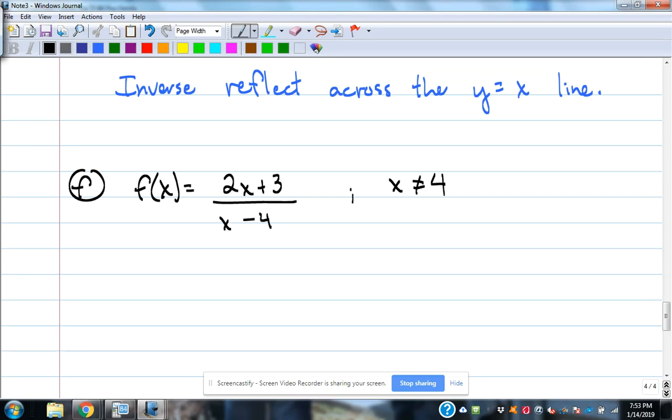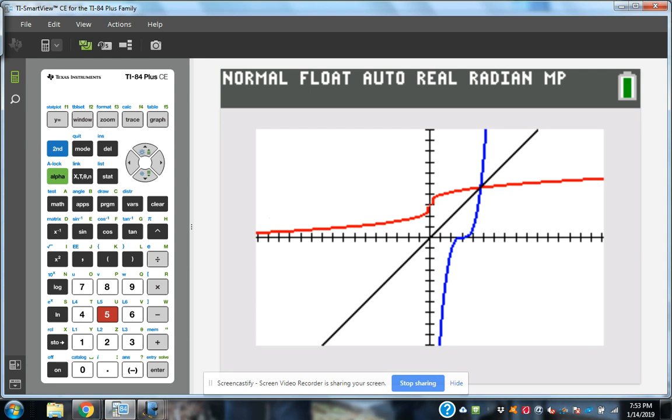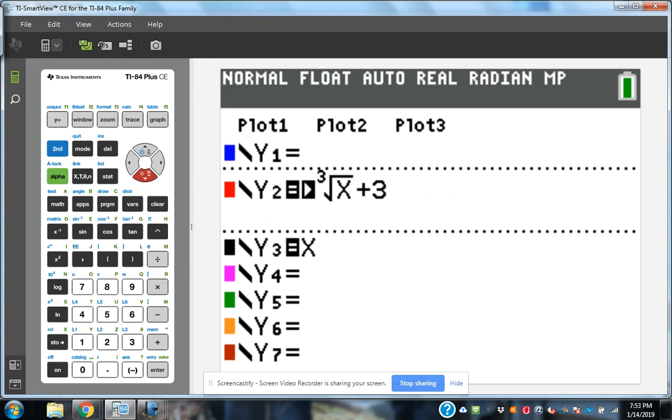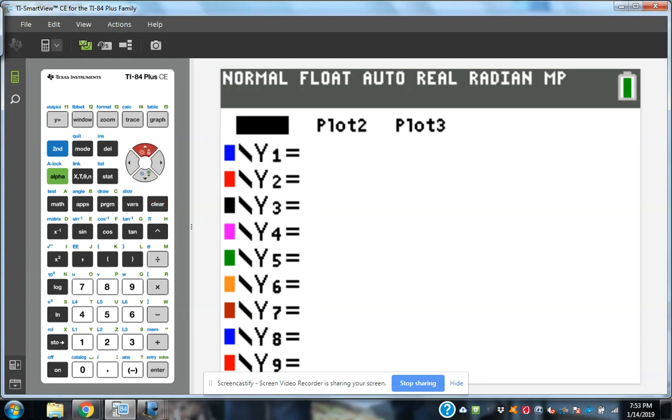Okay, so let's look at finding the inverse of this particular function. I'll go ahead and tell you this is a one-to-one function. If you wanted to graph it, I'm going to go to y equals and clear out all this mess. To graph that, you have to put the top part in parentheses, 2x plus 3, close the parentheses, divided by parentheses, x minus 4.